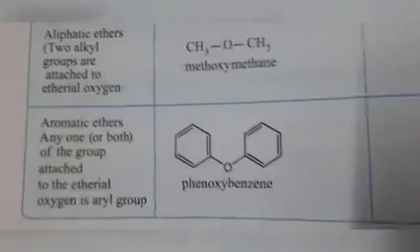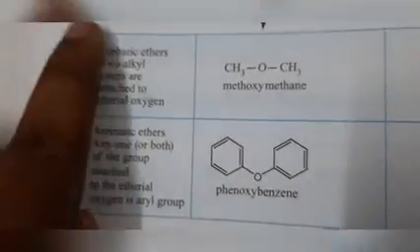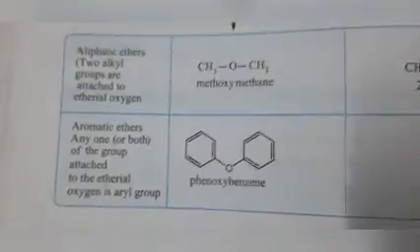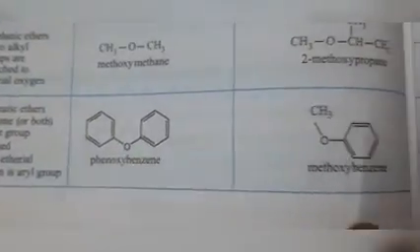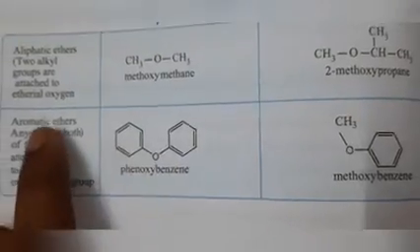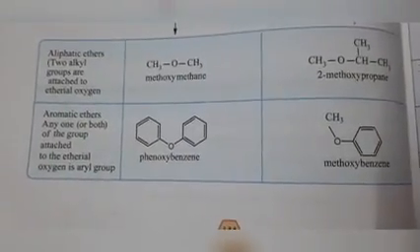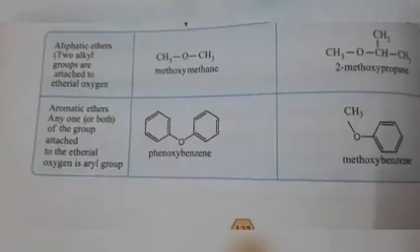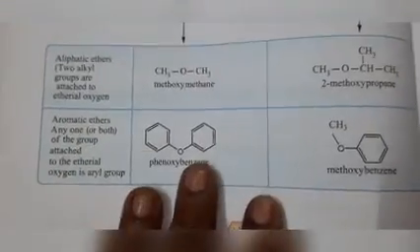And one more classification is given based on the structure. One is aliphatic ether, another one is aromatic ether. If oxygen is attached with one benzene ring or two benzene rings, that is called aromatic ether.